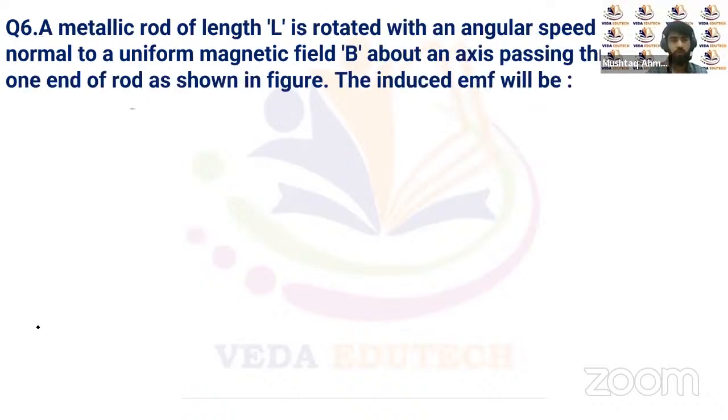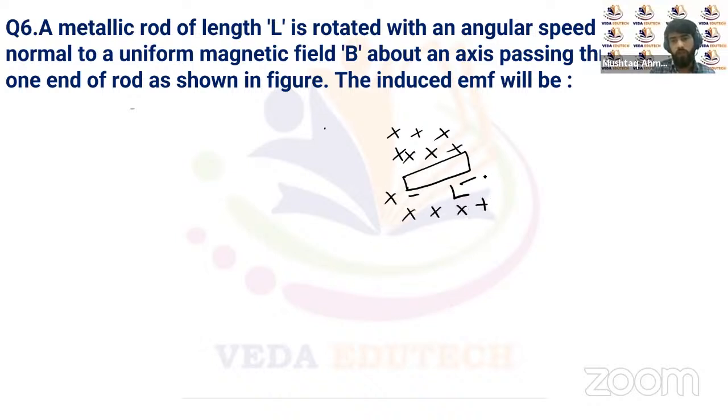Now let's move on to another question. A metallic rod of length L is rotated with an angular speed of omega, normal to a uniform magnetic field B, about an axis passing through one end of the rod. We have a metallic rod of length L, and it is rotated with an angular speed of omega, normal to a uniform magnetic field. In this magnetic field, the metallic rod is rotated.